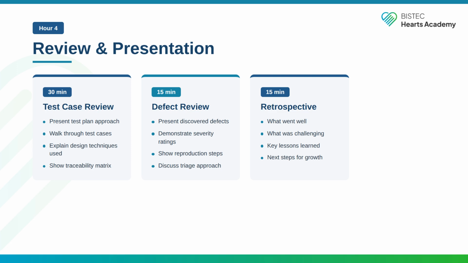The retrospective uses 3 columns: what went well, what was challenging, and key lessons learned. Be honest. If test planning took too long and you rushed execution, say so. If you found that BVA caught more bugs than EP, share that insight. The retrospective is how we improve as testers.